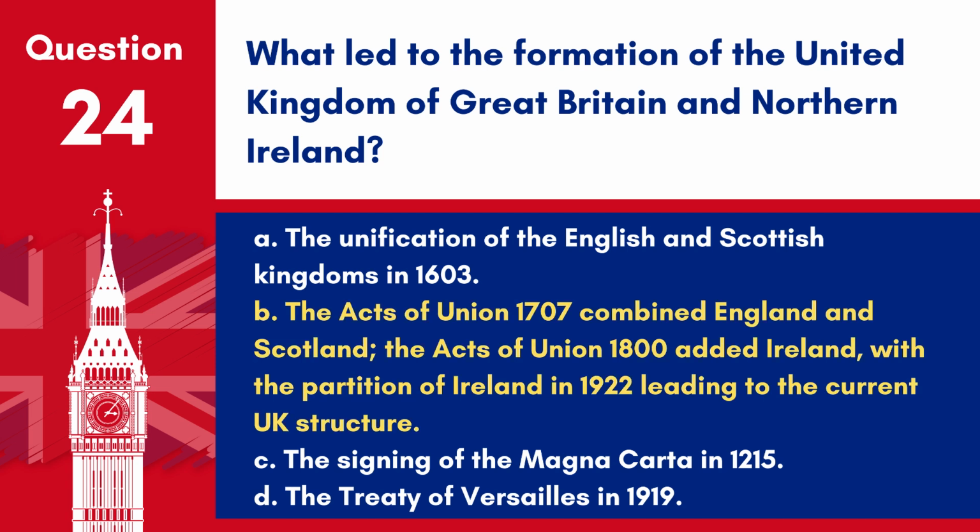Answer B. The Acts of Union 1707 combined England and Scotland. The Acts of Union 1800 added Ireland, with the partition of Ireland in 1922 leading to the current UK structure. This series of political acts formed the United Kingdom as it is known today.